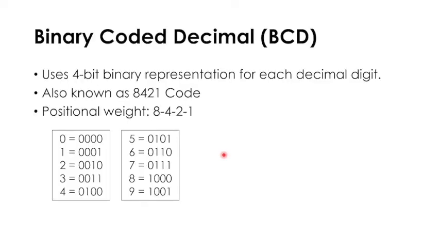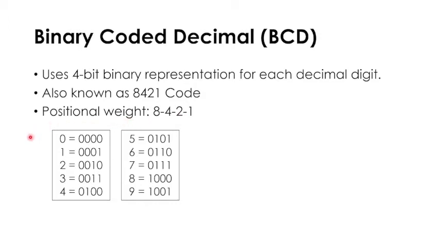The first is the binary coded decimal. The binary coded decimal, or BCD, uses 4-bit binary representation for each decimal digit. Remember that it is each decimal digit. This is unsigned, therefore, we do not take into consideration whether the given number is positive or negative. It is also called the 8421 code because it follows a positional weight 8, 4, 2, and 1.